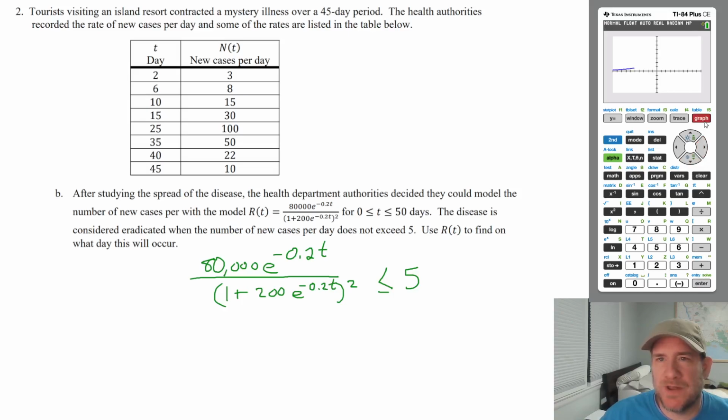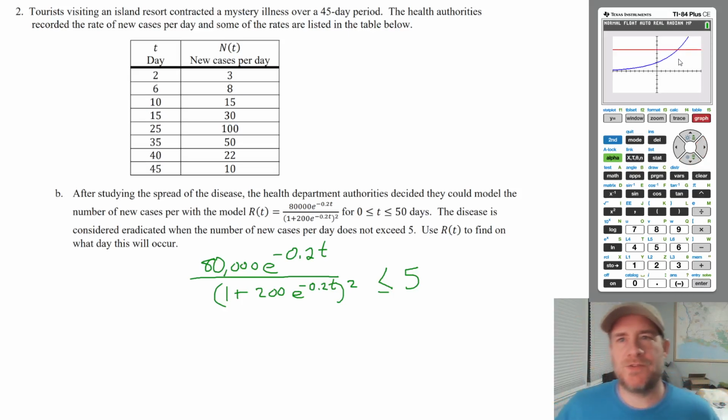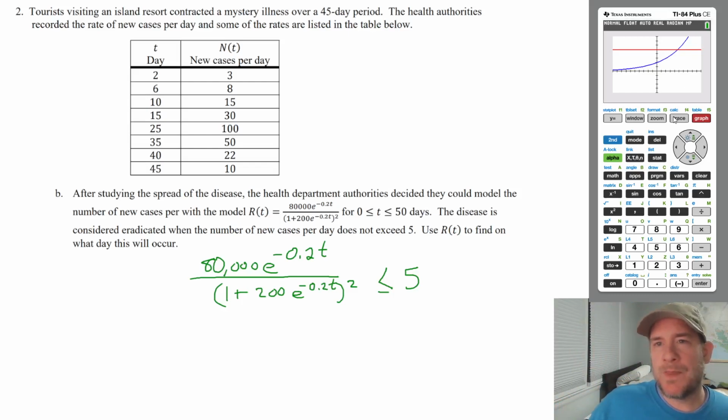And then graph them together. So there it is. Now it looks like this thing right here would be your answer, but I'm going to use trace, which I normally would never do. But if I just trace over to there, you can see that's a time of like 5-ish. And if you look back at our data, we already knew that we would have been at 5 cases somewhere between 2 and 6. But that's not when the disease is eradicated.